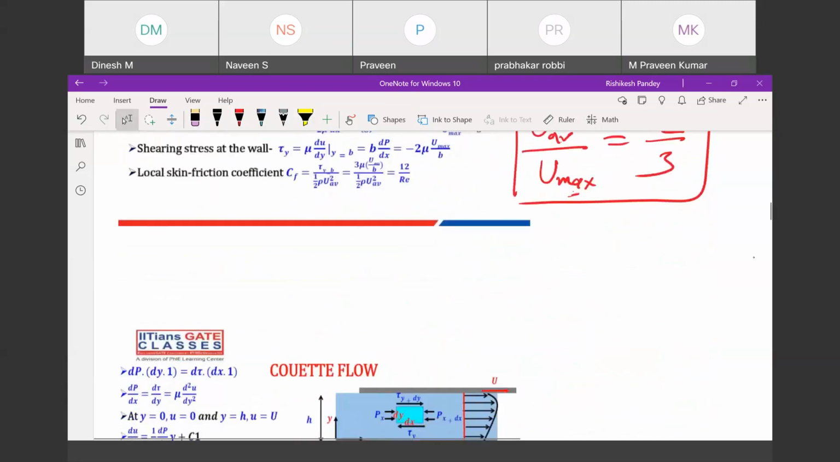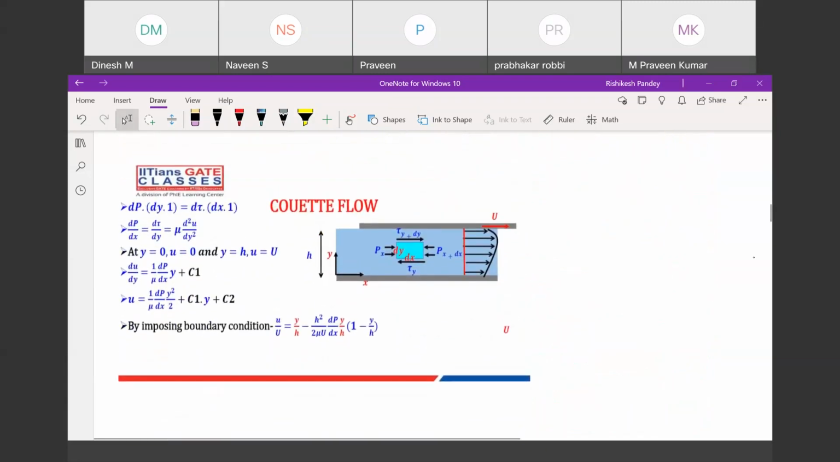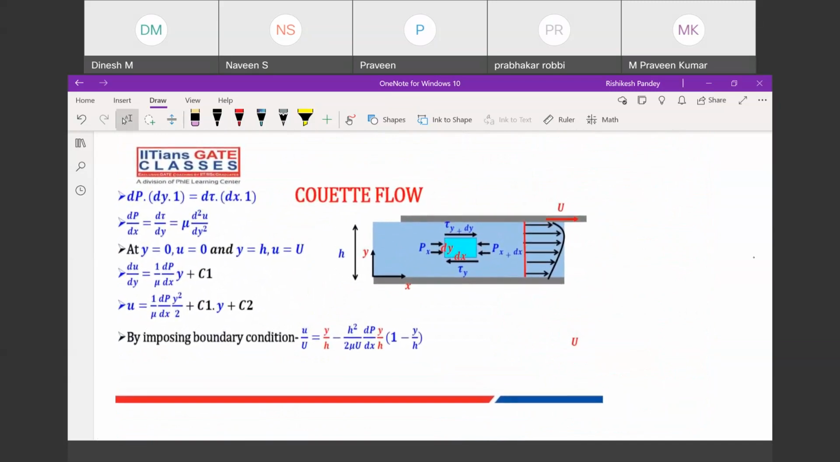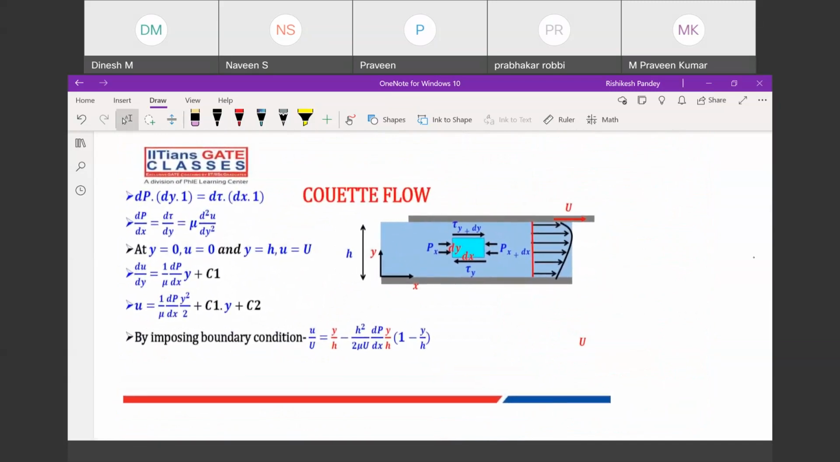Okay. Now we'll start Couette flow. Now what is Couette flow? In GATE, they have asked this particular question 2 times. In a 1 mark question, they have asked twice. So here also they can ask.